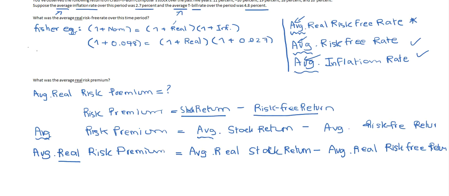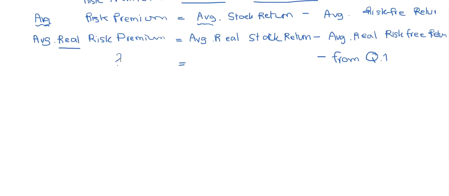And from question 1, we already have the average real risk-free rate over this period. So this one, you can get it from question 1. Okay, let's call this question 1 and this question 2. So how can you find this part though? In order to find the answer for this, how can you find the average real stock return? So that's the task here that you need to do.